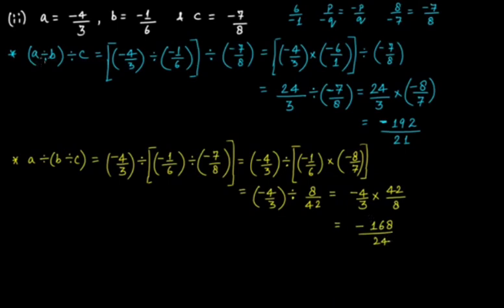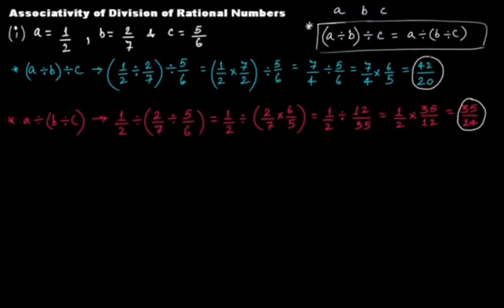So from A divided by B divided by C, we are getting minus 192 over 21. But from A divided by B divided by C, we are getting minus 168 over 24. Clearly, these two are not equal. And the same thing was here also. So we say that on the basis of what we have discussed, division is not associative for rational numbers. Addition is, subtraction is not, multiplication is, division is not.